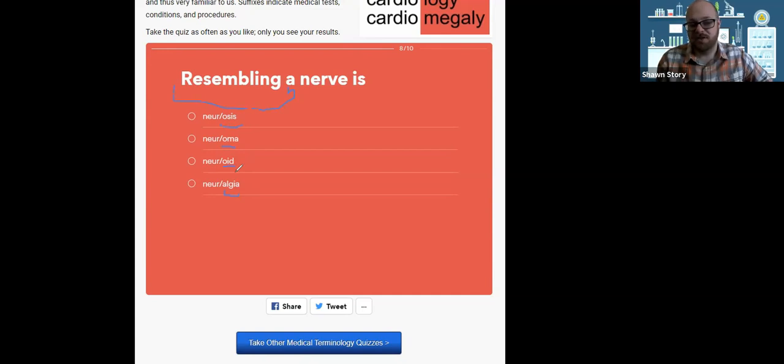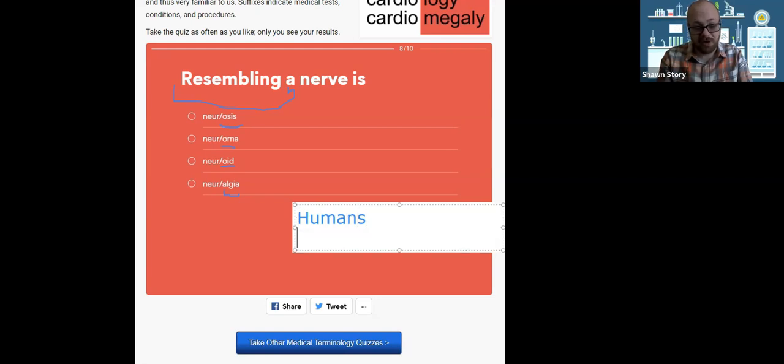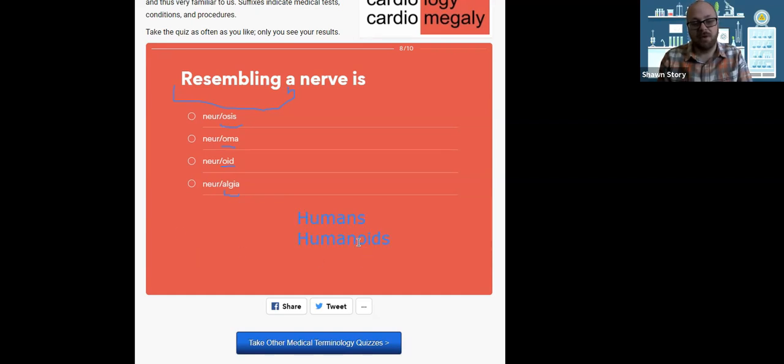I just know this from watching Star Trek because they talk about there's humans and then there are things that look like humans. They're not humans, right? They just look very similar to humans and they call them humanoids. So oids are things that are similar to. So it's like a neuron, it resembles, it looks and acts like a neuron, but it's not really a neuron, it's a neuroid.